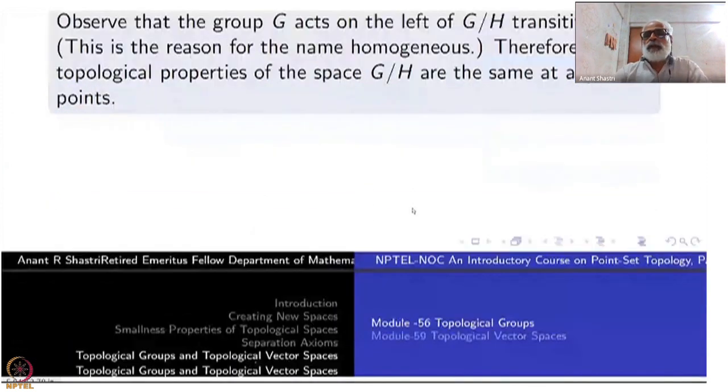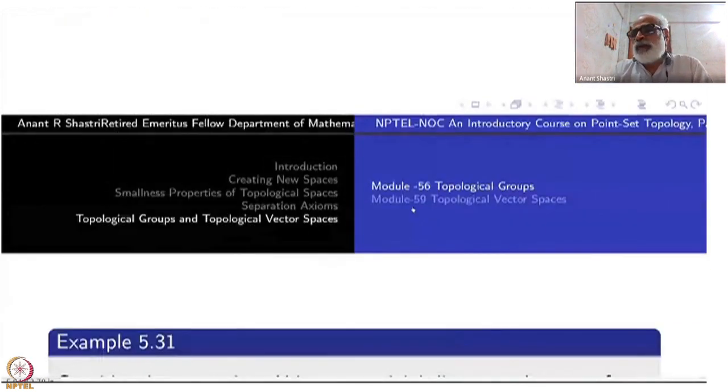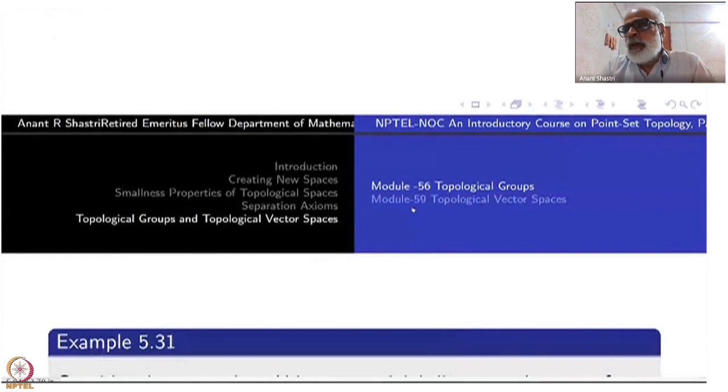So what is the good point of homogeneous spaces? All local properties, topological properties, if they hold at one single point, they will hold at all other points. Just like topological groups have that property, the homogeneous spaces will also have that property.